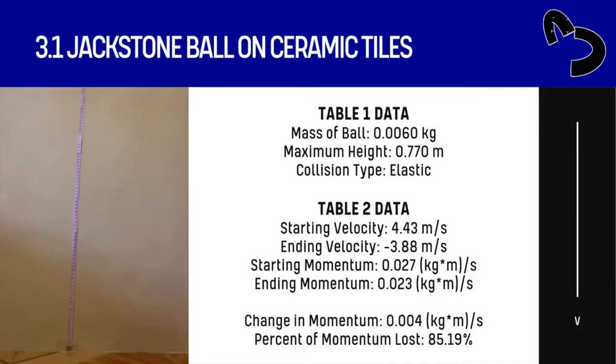As of this case number 3.1, these are all the data calculated. Table 1 data of the case included the following: mass 0.0060 kg, maximum height 0.740 meters, collision type elastic. Table 2 data of the case included the following: starting velocity 4.43 meter per second, ending velocity negative 3.81 meter per second, starting momentum 0.027 kg by meter per second, ending momentum 0.023 kg by meter per second.